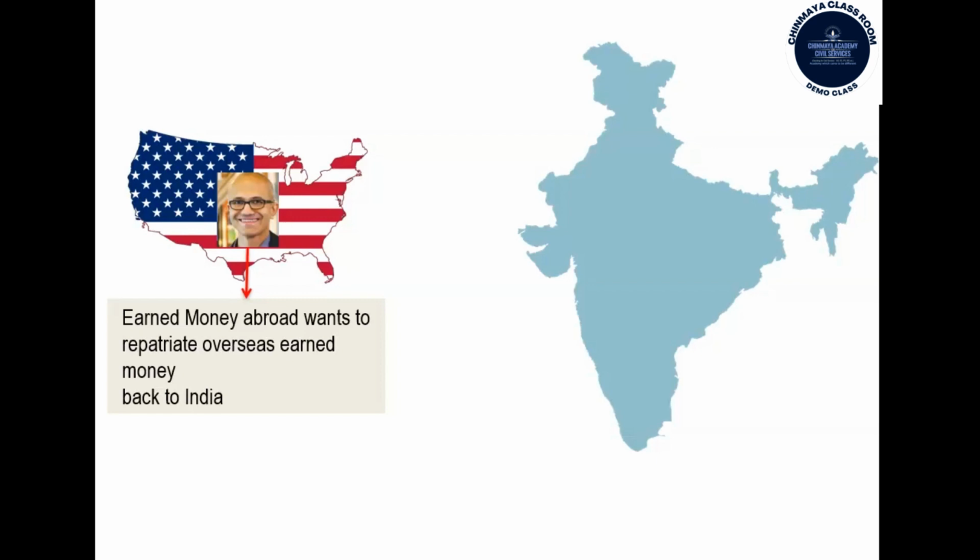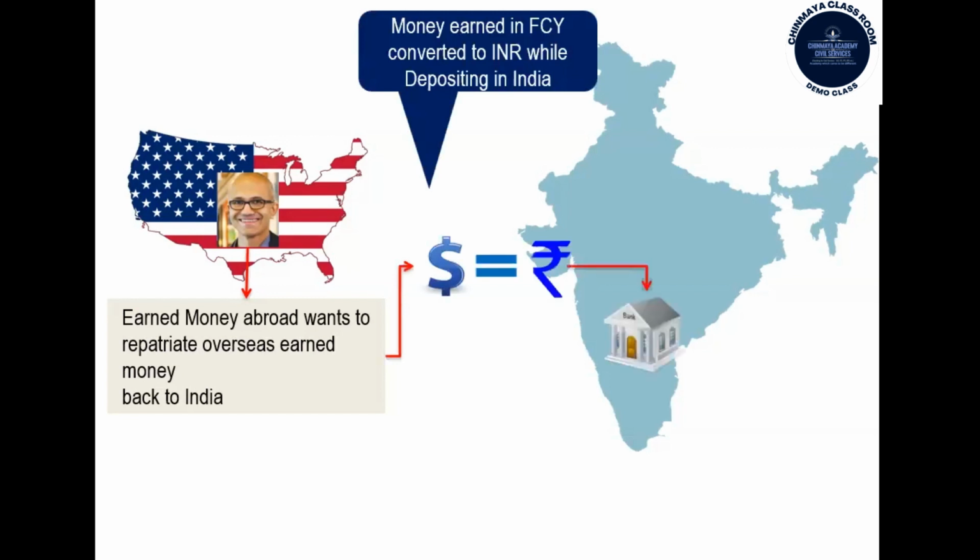So we need two types of accounts when you are bringing the money from abroad. One account is a FCY account. That means foreign currency account. Another is an INR account. But when the money is generated inside India through investments, the question of foreign currency doesn't come. We can simply park it there. So when they repatriate, money earned in FCY is converted to INR while depositing in India.